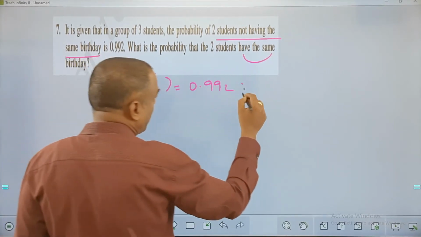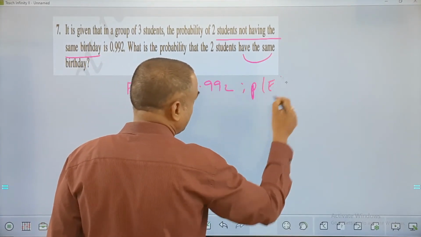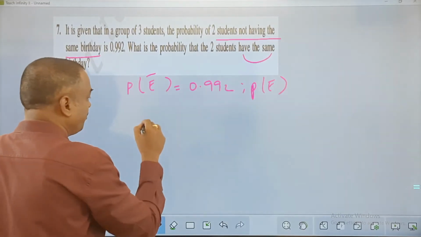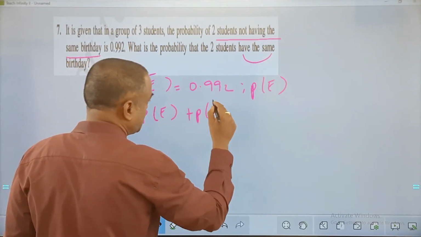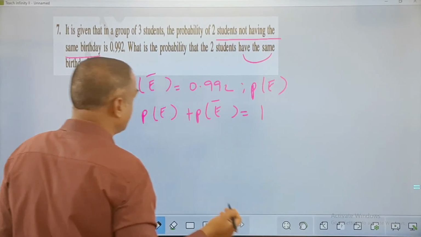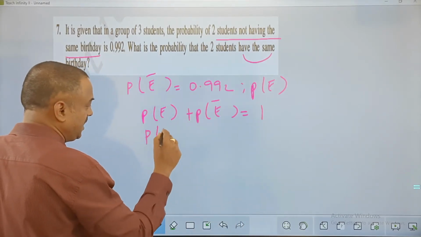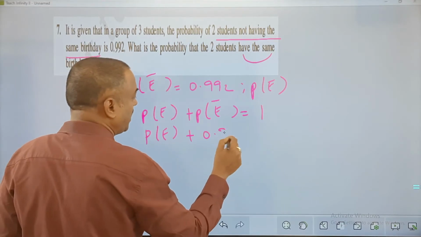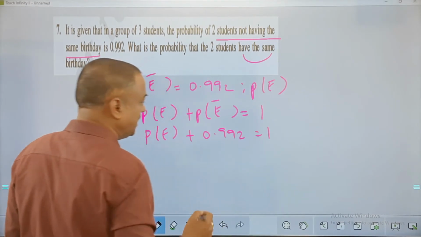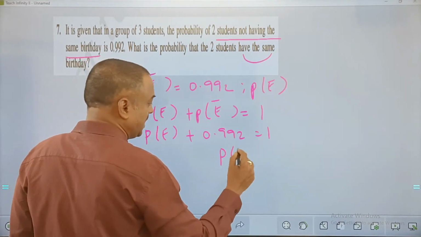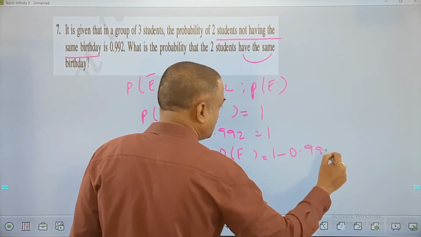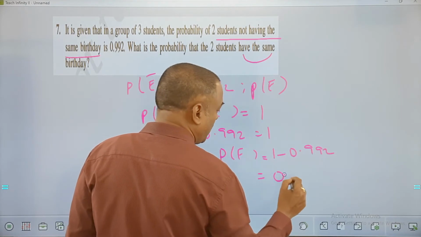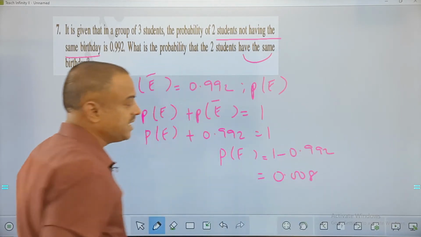So the question is to find the P of E here in this case. We all know P of E plus P of E dash is equal to 1 as well. P of E plus 0.992 is equal to 1. Then P of E must be equal to 1 minus 0.992, which is 0.008, the required answer.